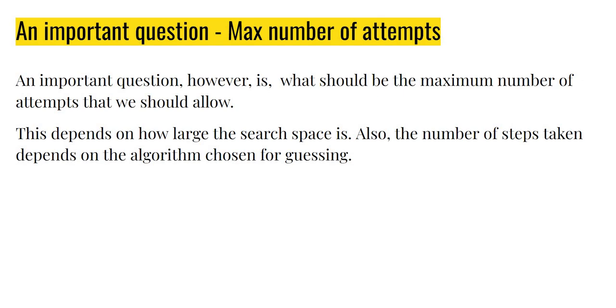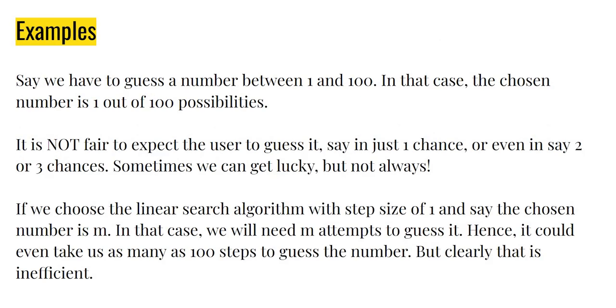So let's say in my mind, I'm running an algorithm. Perhaps let's take some examples to make this all a bit more clear. Let's say we have to guess a number between 1 and 100. In that case, the chosen number is really 1 out of 100 possibilities. It is really not fair for me to say, okay, you must guess it in once or say 2 or 3 times. Sometimes you can get lucky, but not always. So that's not a fair limit to put.